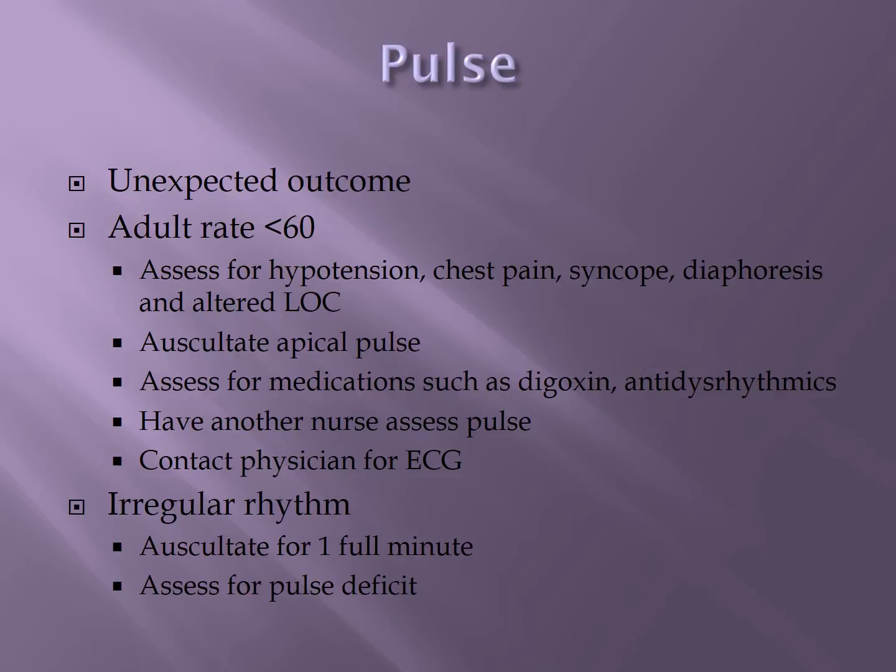We look at what medications they are on. There are all kinds of cardiac meds and blood pressure meds that can affect the heart rate, making it go down. Have another nurse assess it. It is okay for someone else to assess what that pulse is. And then we would contact the physician for an EKG so that we would be able to look at it and determine what is going wrong with that electrical conduction system to give us a rate less than 60.